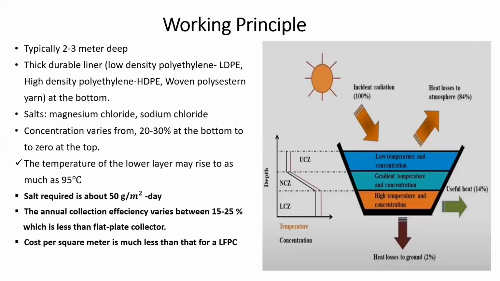The data from all these ponds are studied, and we finally arrive at the result that the salt required is about 50 grams per meter square a day, and the collection efficiency varies from 15 to 25 percent. We know that the concentration is always higher at the bottom, 20 to 30% at the bottom to 0 at the top. The concentration at the bottom is very high, and at the top it is always lesser.